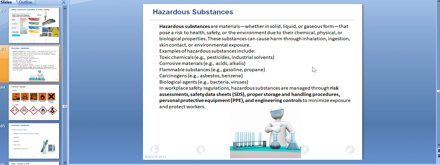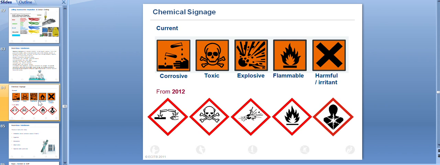And on the MSDS there will also be some symbols which give us the identification of the hazard. So these are some symbols we can see on our chemicals. First is corrosive, toxic, explosive, flammable, and harmful or irritant. These kinds of symbols will be there on the MSDS, or on the labeling that they put on their chemicals, cans, or whatever they are using.